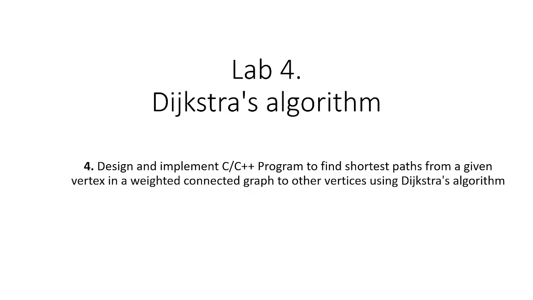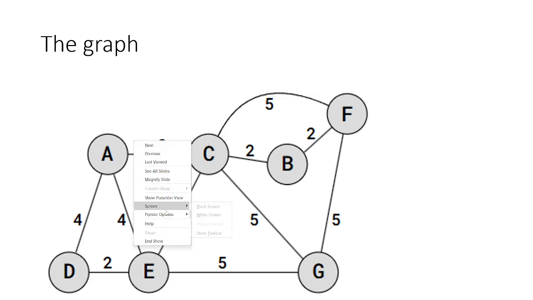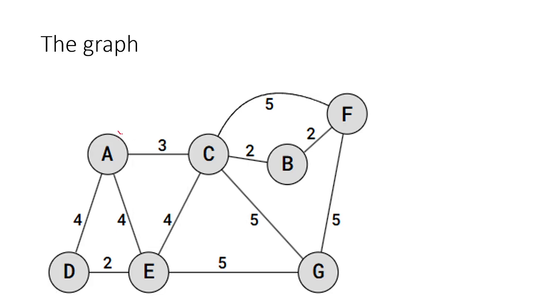Students, in this session we'll discuss how to find the shortest path from a given vertex to all other vertices using Dijkstra's algorithm. This is the graph that we are going to consider. The graph has 7 nodes: A, B, C, D, E, F and G. For the sake of example, I'll be taking A as the source node.